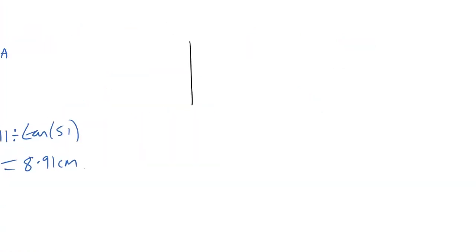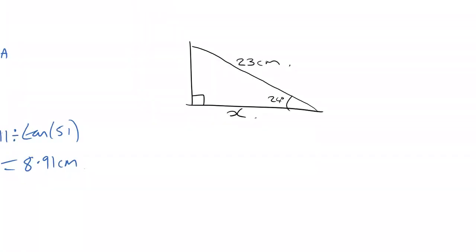Okay, final example we're going to have a quick look at is we'll do one more. Let's draw this out and you can have a think about this one as well. Excuse my poor picture. That is a right angle there. We've got 24 degrees there. This is 23 centimeters. And we're going to try and find this length here. Okay, step number one, as always, is we're going to label up these sides. We've got the hypotenuse and we're trying to find the adjacent. We've got the angle of 24 degrees.